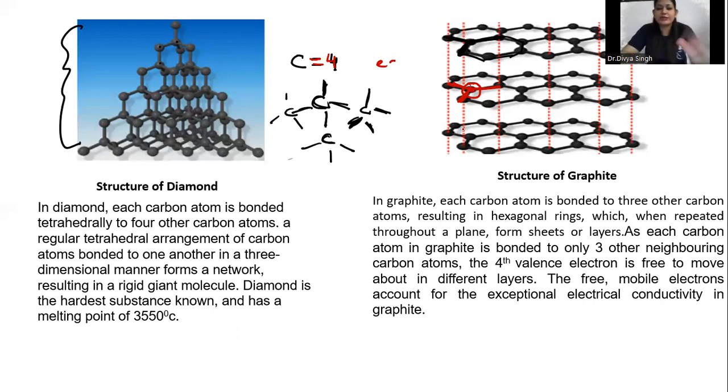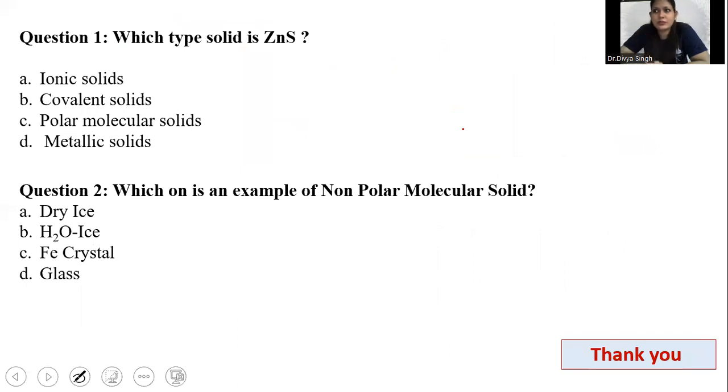So what we have seen up till now: the introduction to solids, the types of solid on the basis of arrangement of particles, and then the classification of crystalline solids. They are divided into 4 types: molecular solids, ionic solids, metallic solids, and covalent solids. Now I'm going to ask you some questions. You have to answer them because we have finished the introduction on solid states.